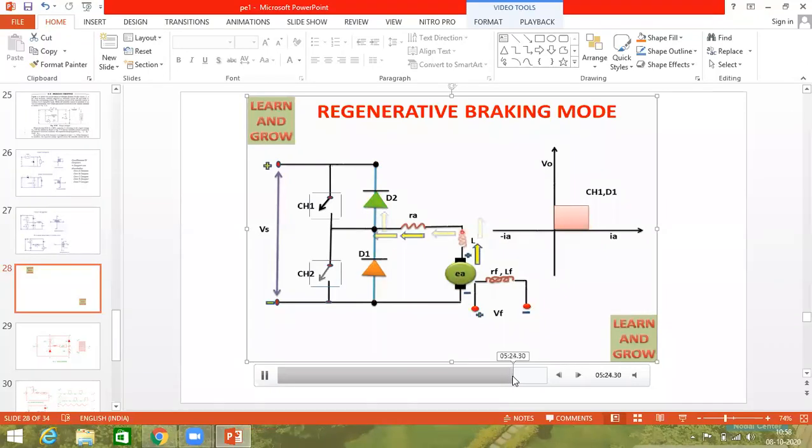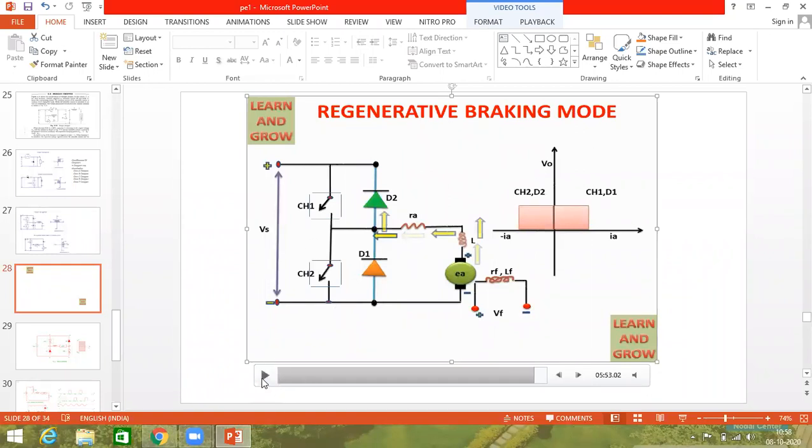It operates in how many quadrants? Two quadrants. First quadrant, voltage and current positive, motor. Second quadrant, voltage positive, current negative, generator. You can see CH2 and D2 acting as the generator. I hope all students understood this one. In the examination, you have to explain 2 to 3 circuits. Okay, right. So this explanation is done.